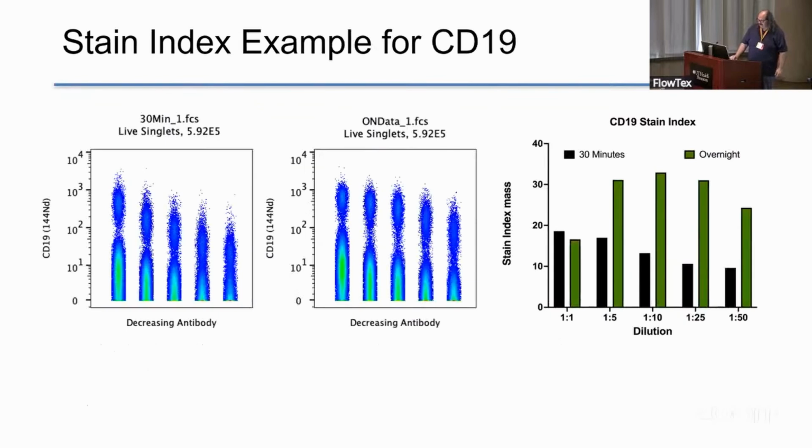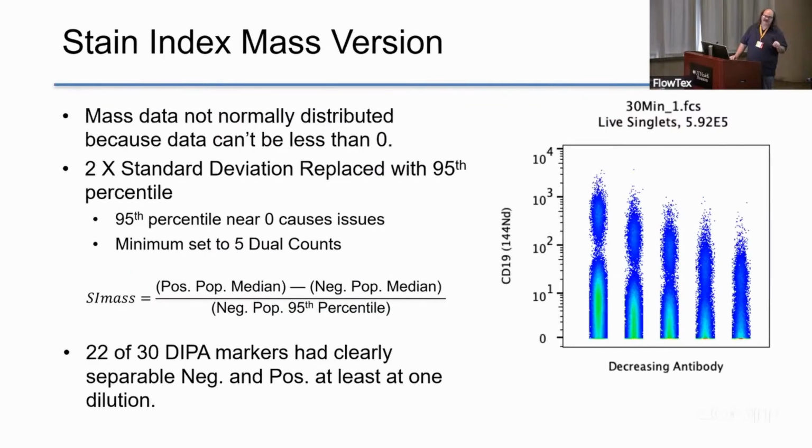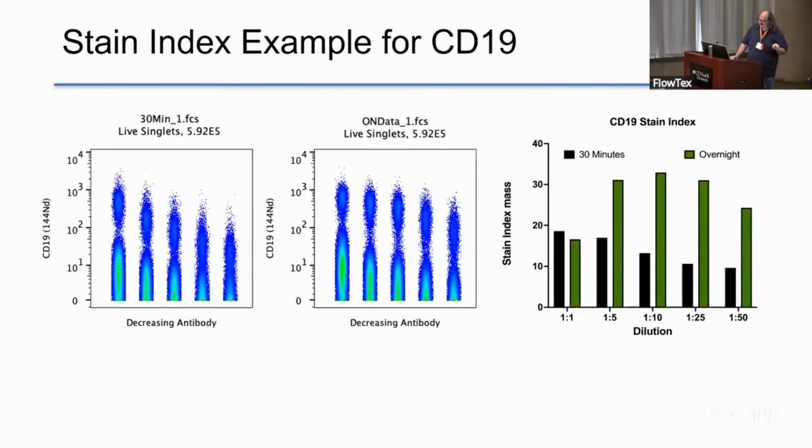So of the 30 markers that are in this deep immune profiling assay, 22 of them were able to be studied. Here's an example of CD19, showing you the actual curves and then the results we got for the modified mass stain index. Clearly, for this particular marker, we saw a vast improvement by using overnight staining. I selected it because of that. It was one of a couple that were vastly improved by overnight staining. The reason is that you can see it clearly plateaus at a maximum here. However, at 30 minutes, you clearly didn't have the kinetics to reach that maximum, which is here.